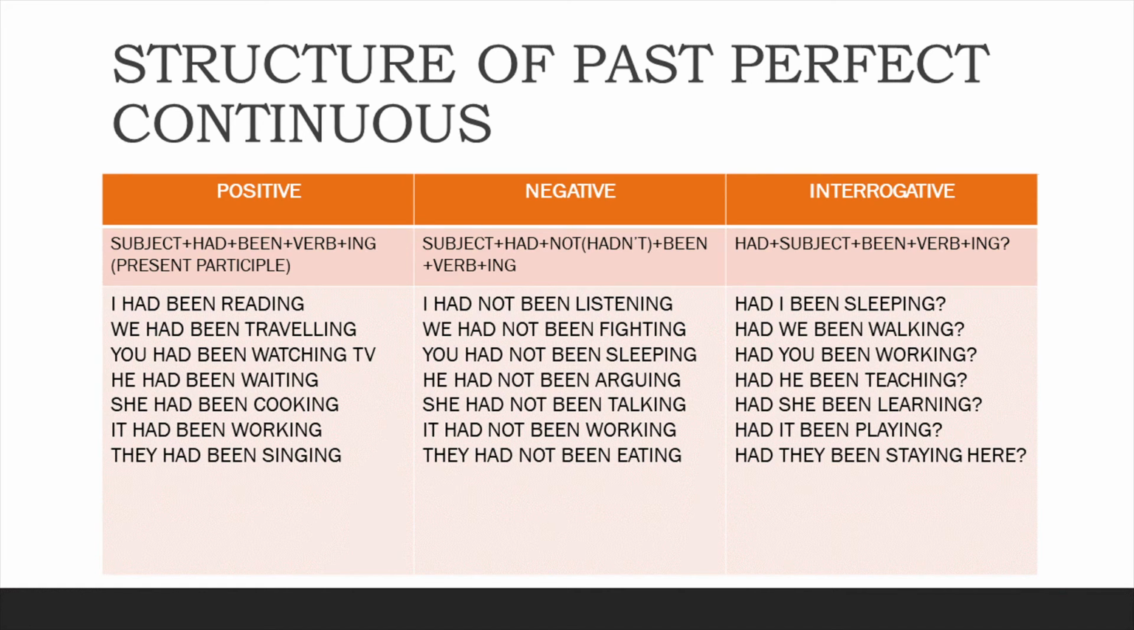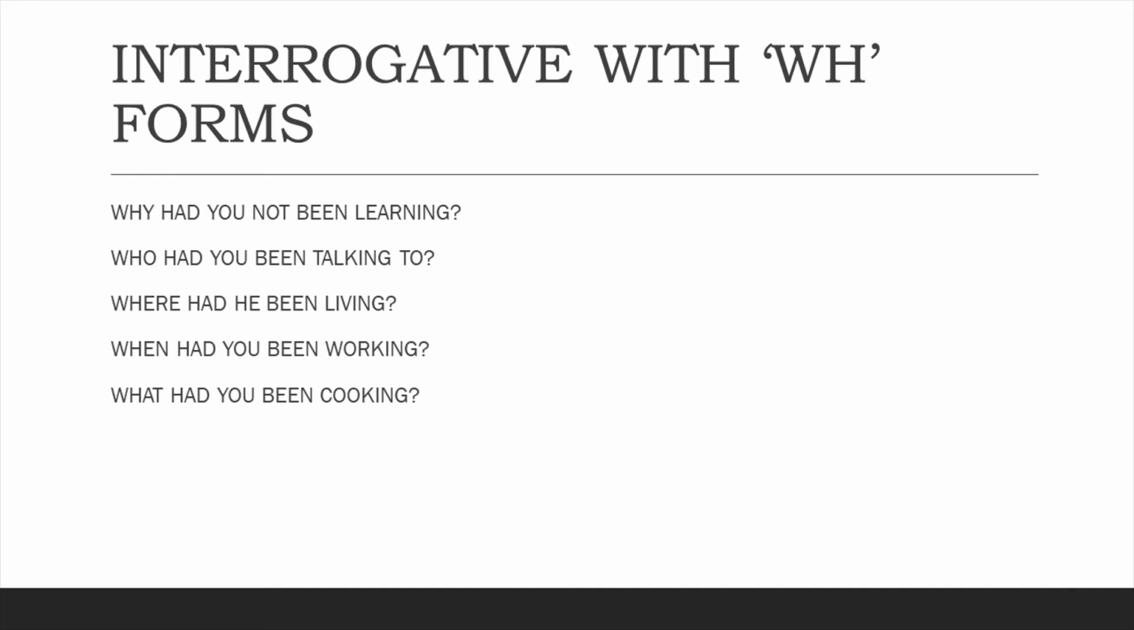Okay, and most often the interrogative comes in combination with the WH forms. Okay, so you don't just say, had you been learning? Okay, you might possibly say, why had you not been learning? The why comes before the had, and the rest of the question remains the same. Okay, who had you been talking to? Had you been talking is a question, but if you're interested in the person who someone is talking to, you ask, who had you been talking to?